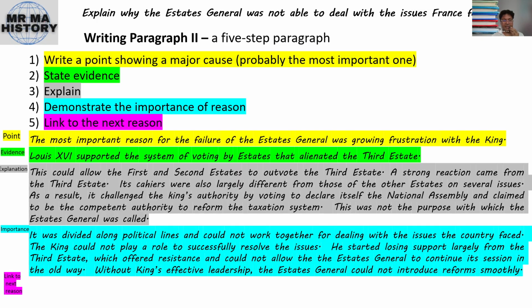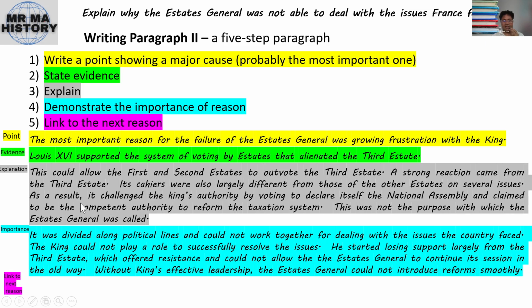Now, what importance is there for this reason? It was divided along political lines and could not work together for dealing with the issues the country faced. The king could not play a role to successfully resolve the issue. He started losing support largely from the third estate, which offered resistance and could not allow the Estates General to continue its session in the old way. Without the king's effective leadership, the Estates General could not introduce reforms smoothly. So this is actually the importance of the reason.